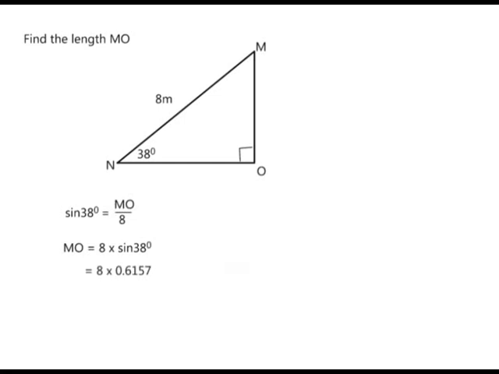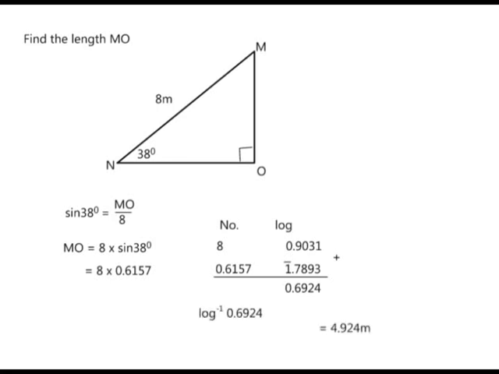We go to logarithms. The log of 8 is 0.9031. The log of 0.6157 is 1 bar 0.7893. We are multiplying, so we add the logarithms. That will give us 0.6924. The antilog of that is 4.924 meters, and that is the length MO.